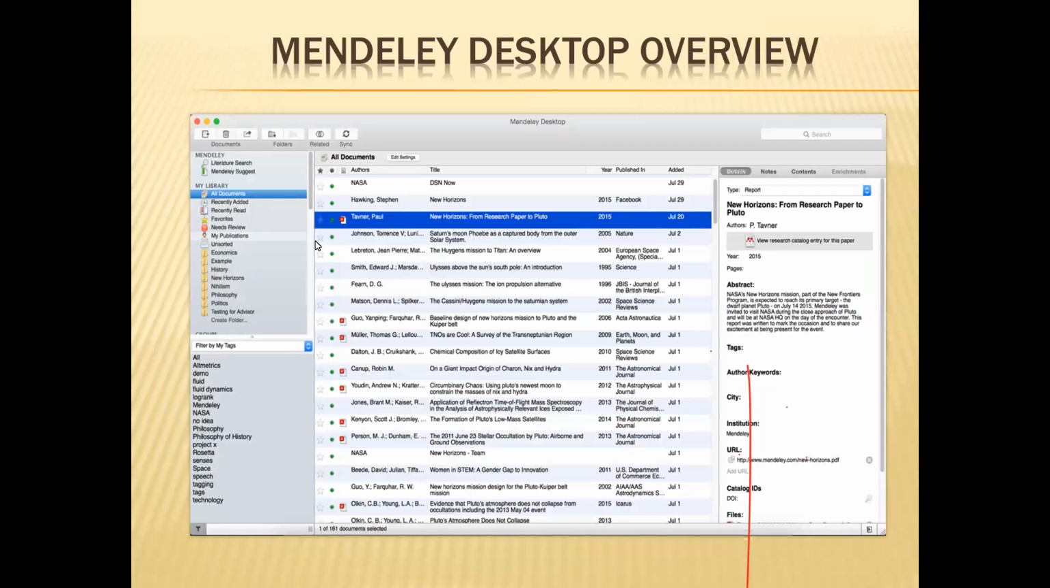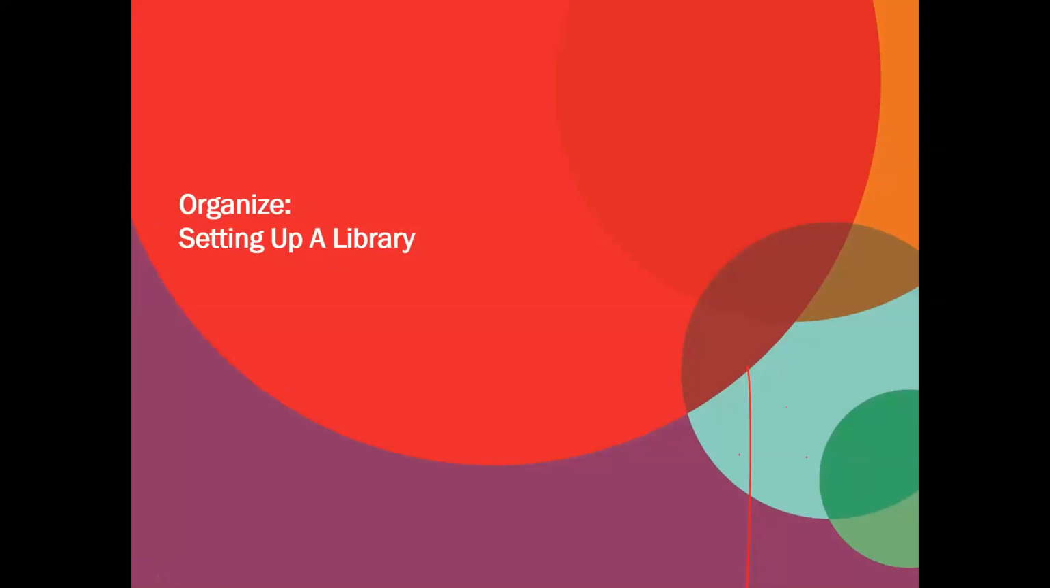This is the Mendeley Library, where you have all the research papers which you are using in your reports. Here are different menus which you can use in Mendeley. So one by one we can see all of them. The very first step is setting up a library. What is a library in Mendeley?